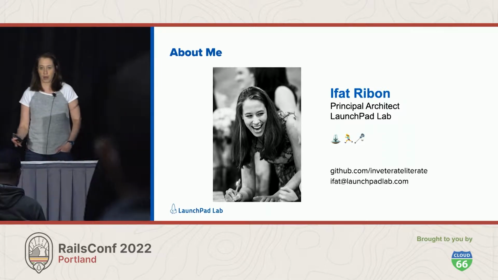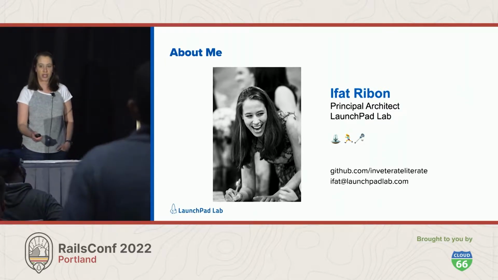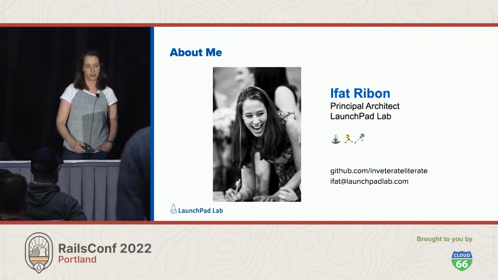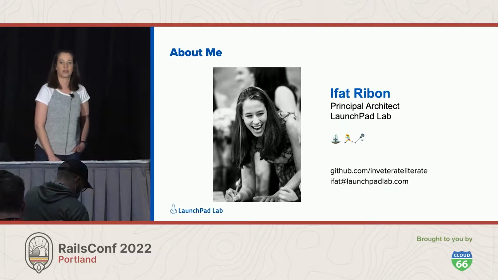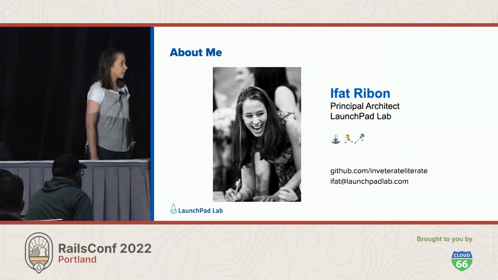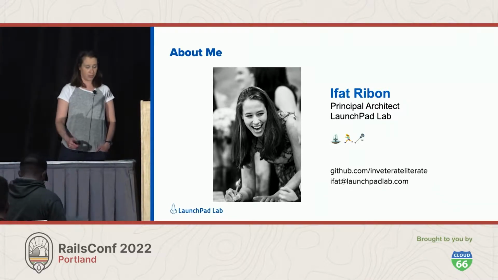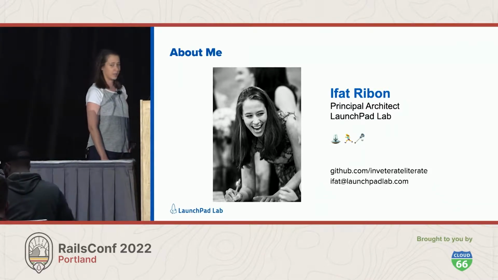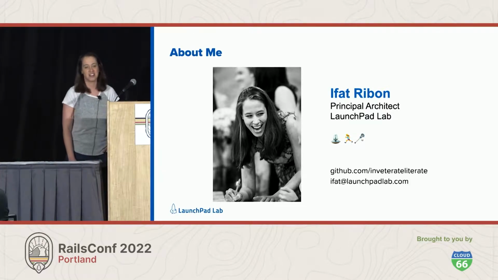To get started, a little bit about me. My name is Ifat Ribon. I work for a digital product agency based out of Chicago. I live in Chicago as well. Principal architect there. We are hiring, so if you are interested in that, let me know later. I like to run. I've been playing lacrosse for most of my life and played in a lot of international tournaments. So a little bit about me, and you can find my social media and developer media down there at the bottom.